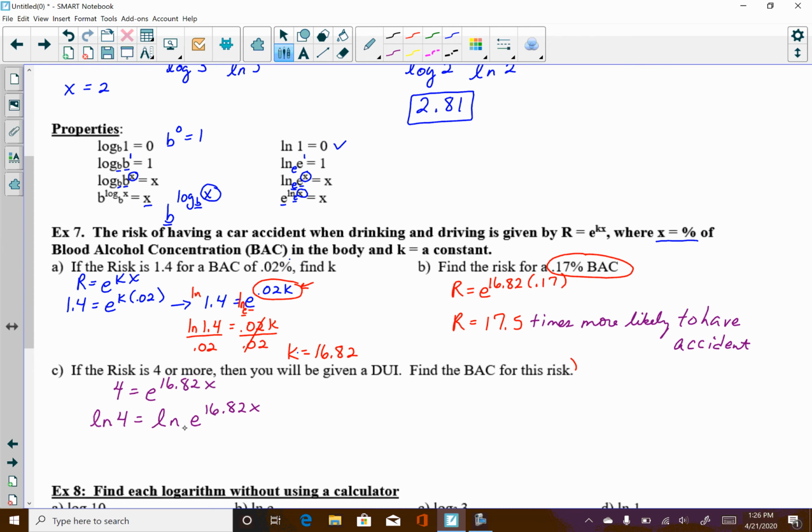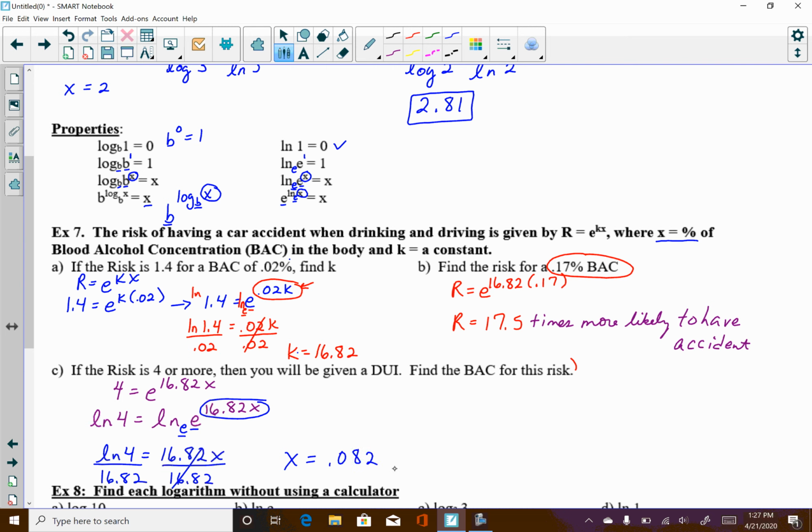On the right-hand side, this is base, natural log is base e. When the base and the argument match up, then the answer is just what's in the exponent. So the natural log of 4 equals 16.82x. Divide by that 16.82, it cancels out, and so x equals, when you put that in your calculator, 0.082.